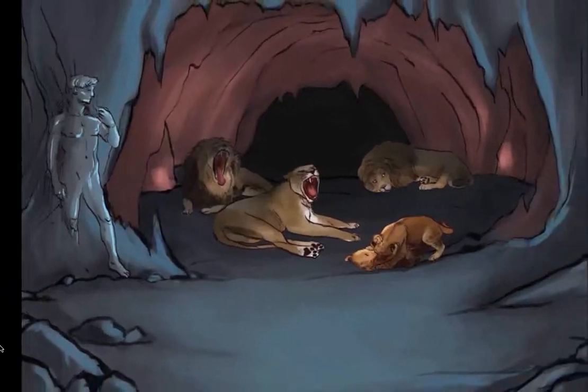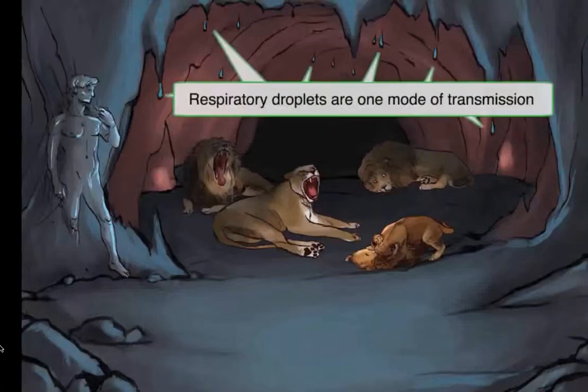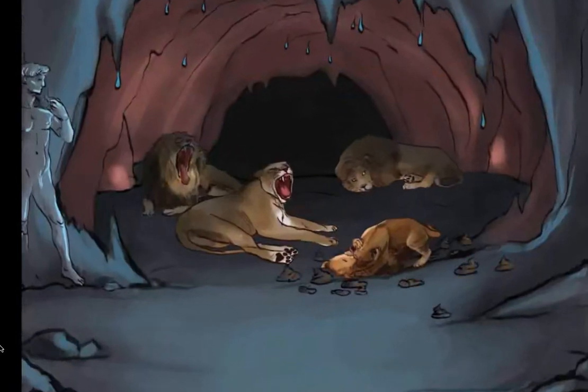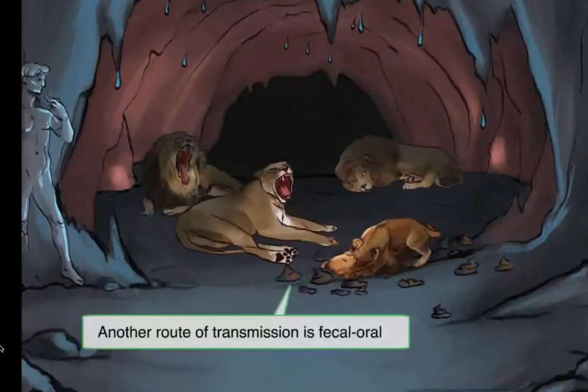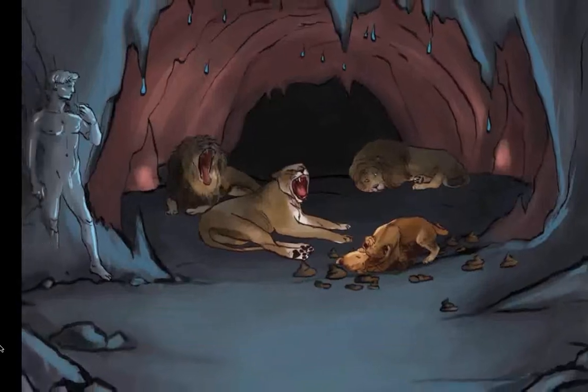So now for transmission. Adenovirus is actually transmitted in a couple of ways. First, notice we're drawing some dripping stalactites. This is because adenovirus is transmitted by respiratory droplets. The other route of transmission is through the fecal-oral route. So we're going to draw in these little piles of poop everywhere, just like there were in the picornavirus videos. And again, this represents fecal-oral transmission.